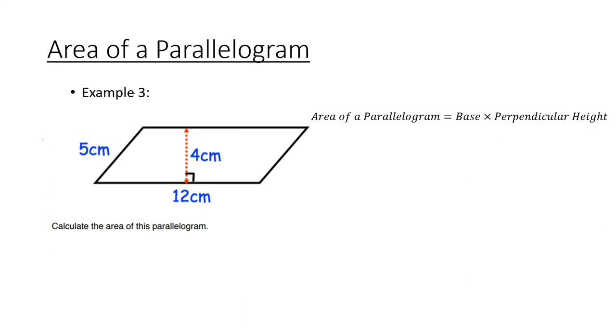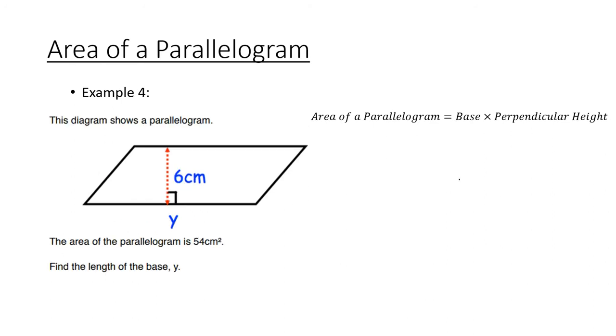Next example, so we've got: calculate the area of this parallelogram. As you can see, you're given 3 values, but remember you only need 2. You need your base, so your straight line across, which is 12 centimeters, and then your perpendicular height. This one is slanted, so remember it has to be straight. So your perpendicular height is 4 centimeters. So you're doing 12 multiplied by 4, giving you an answer of 48 centimeters squared for the area of this parallelogram.